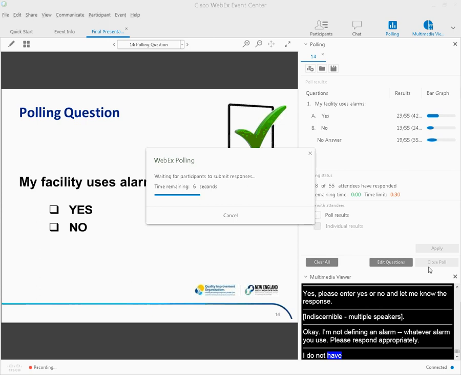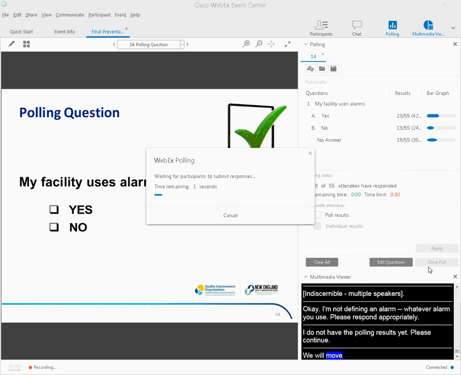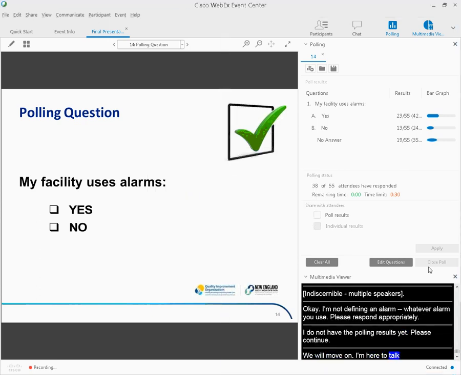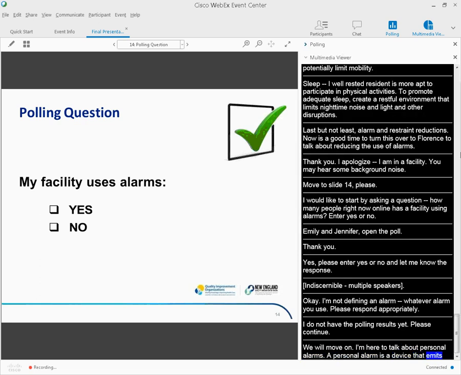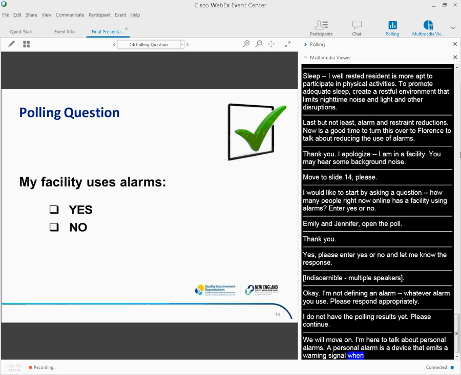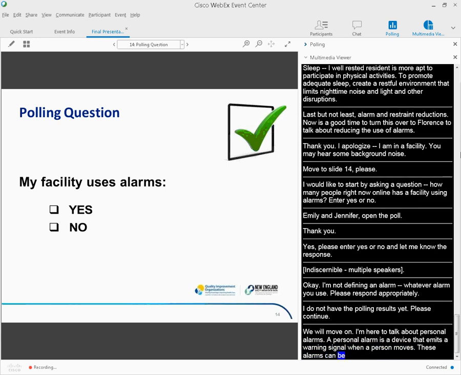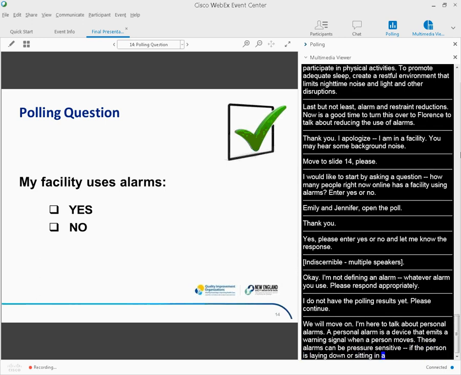All right, we'll move on. So I'm here to talk to you today about personal alarms. And a personal alarm is any device that emits any type of loud warning signal when a person moves. These types of alarms can be pressure sensitive, so if a person is laying down or sitting in a chair, any body movement at all will activate that alarm.